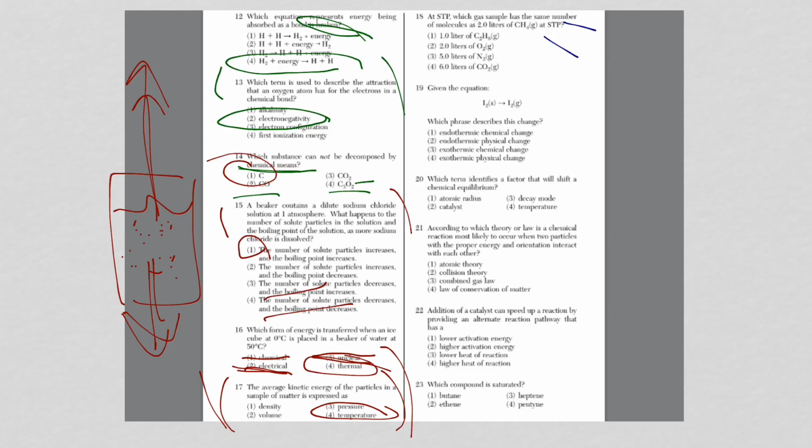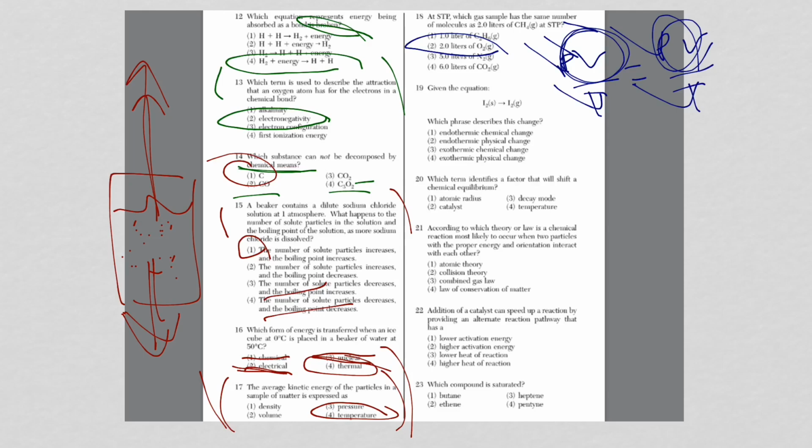So if I'm at STP, we have the combined gas law. I'll just give you a little bit of background, right? PV over T is equal to PV over T. At STP, the pressure is the same and the temperature is the same. So guess what? If I have 2 liters of CH4, it doesn't matter what gas it is. If I have 2 liters of another gas, sure enough, it's going to have the same number of molecules. So you're always looking for the same volume here, which is choice 2.